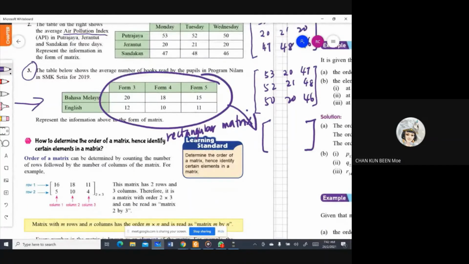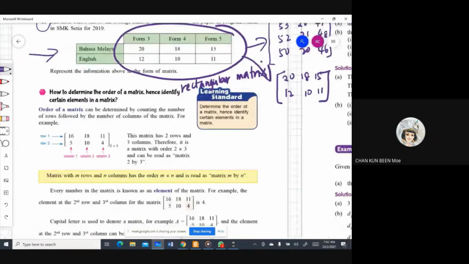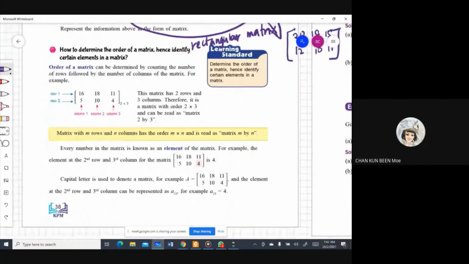You can just copy down everything directly: 20, 18, 15, 12, 10, 11. Or you can do it the other way around, like just now, where we have the first one and then the second one like this. Okay, I think you don't have a problem with this one. So we continue with the next one.